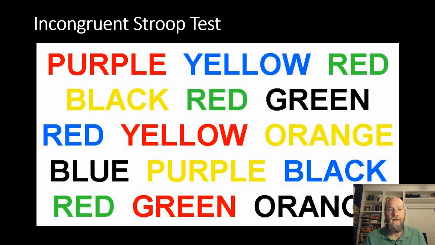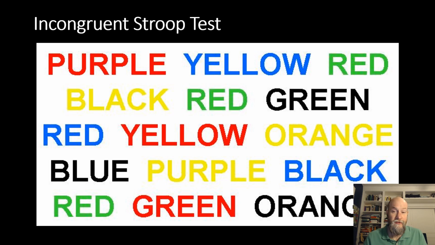Again, the list is not exactly the same. It will be identical in terms of the number of words included, and this one the font's a little different, but you get the idea, right? In this case, the words are written in different colors. So the word purple is written in red font, for example. The word yellow is written in blue.